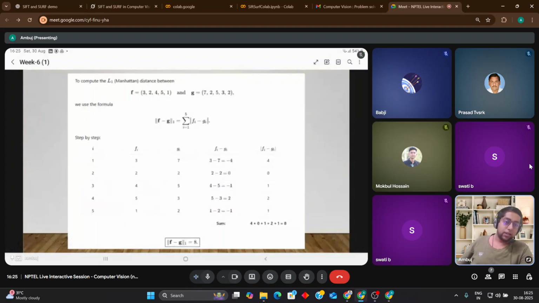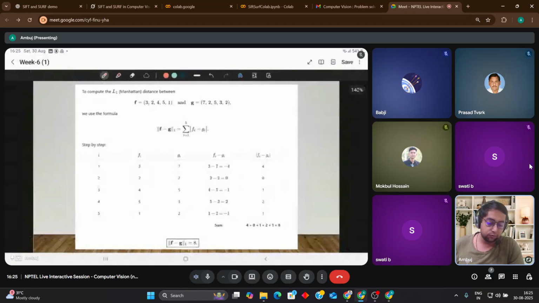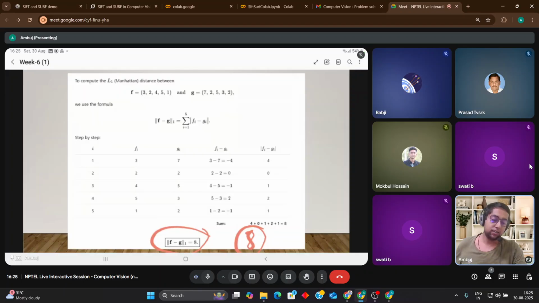If it is a numeric question, please understand that you will get full marks only if you write the answer as 8 or 8.0. You won't get full marks if you write something else. Since it is a numerical question, please write it very correctly.